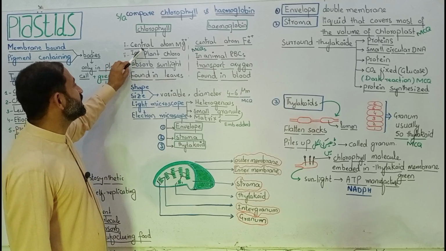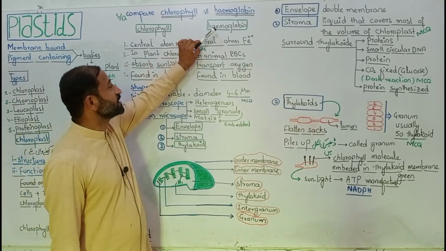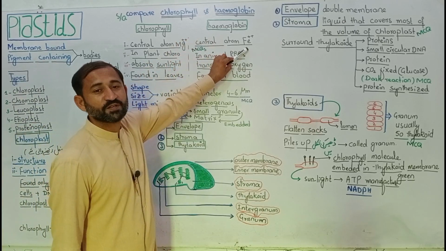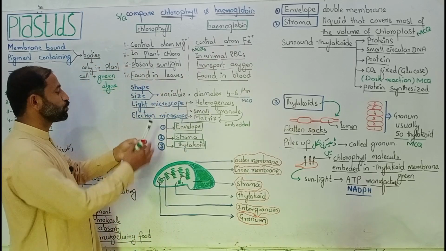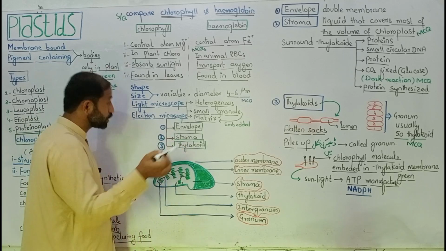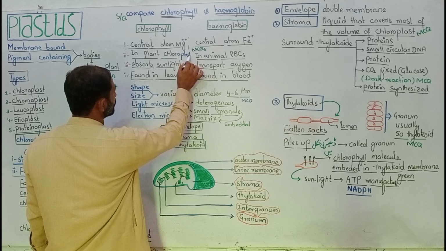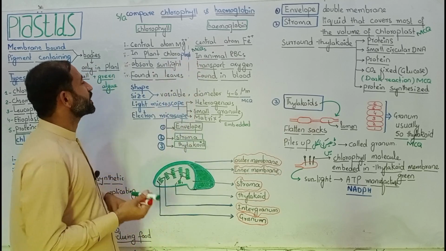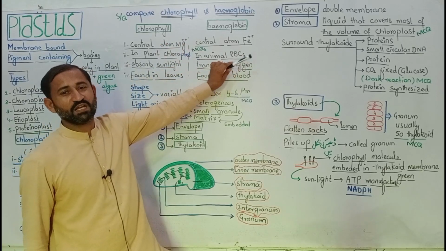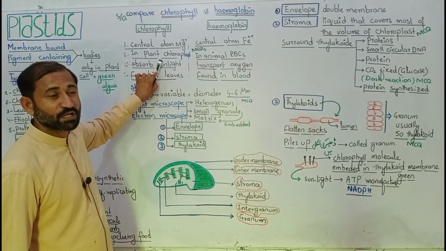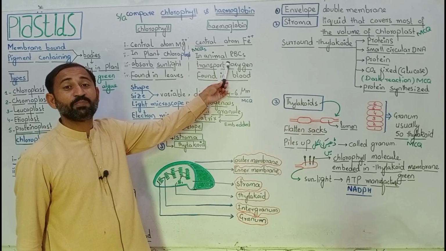Number 1, in chlorophyll the central atom is magnesium, whereas in hemoglobin the central atom is iron. Number 2, chlorophyll is in plant chloroplast, whereas hemoglobin is in animal red blood cells. Meaning chlorophyll is present in plant chloroplast, and hemoglobin is found in animal red blood cells.